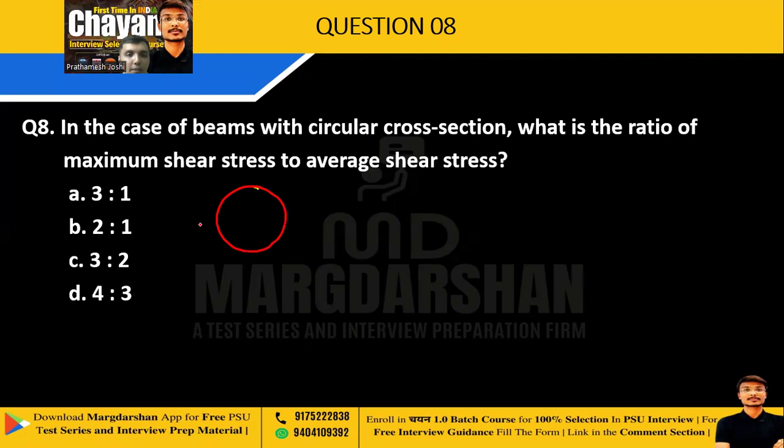Oh, that's a good circle. If we take any section over here at Y and the radius is R, the shear stress at any section is given as V upon 3I into R square minus Y square. Now if we simplify it further, V is the shear force.